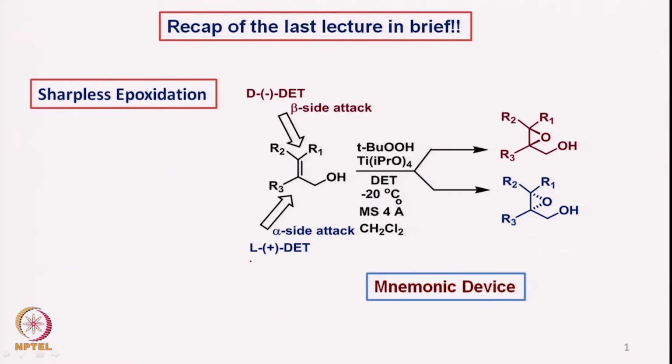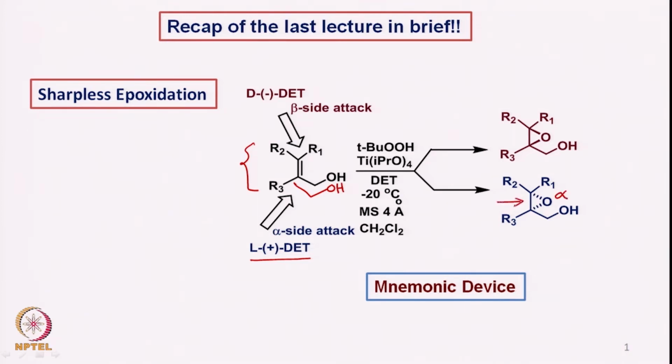If we take L plus DET and orient the allylic alcohol in this fashion, where we have the double bond vertically oriented, and then on the right hand side from the lower part of it we have the CH2OH like this. Then of course the L plus DET allows the epoxidation to take place from the alpha side, as you can see it here.